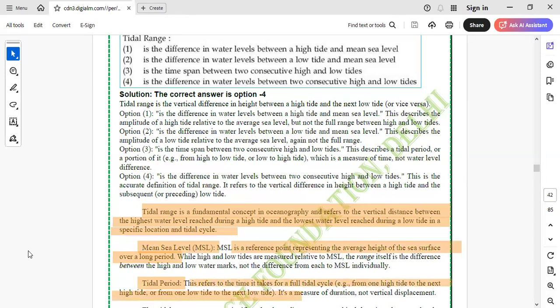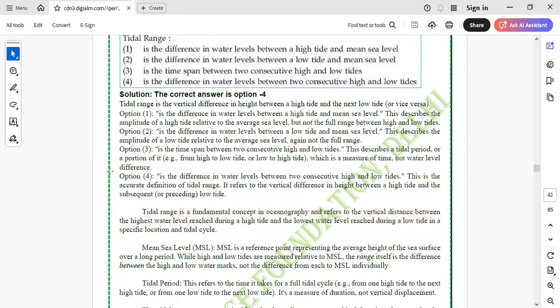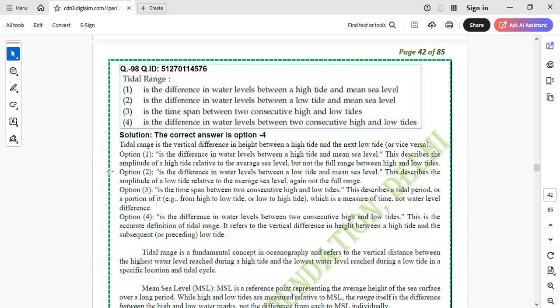टाइम पीरियड भी होता है, बट ये बहुत सिंपल क्वेश्चन था टाइडल रेंज की, डिफरेंस बिटवीन द वाटर लेवल टू कंसेक्यूटिव हाई टाइड या लो टाइड। करेक्ट ऑप्शन फॉर 98 विल बी 4. 98 will be 4, right? So the question number 98 is 4. Now let's move to question number 99.